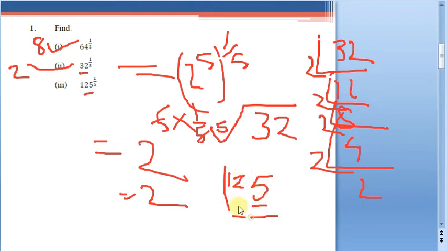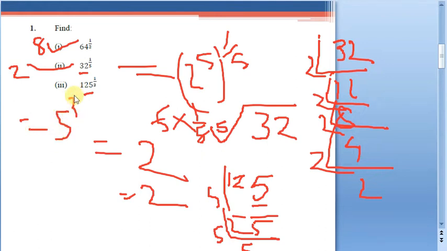So it will be divisible by prime number 5. So 5 25s are, and again 5 5s are. It will be 5 cube. Okay, always prime factorize. So you are writing the number as a product of prime factors. It will be 5 cube. So 5 cube whole power 1 by 3.